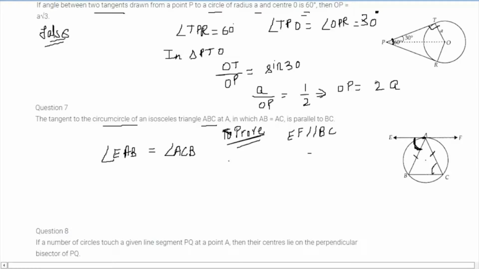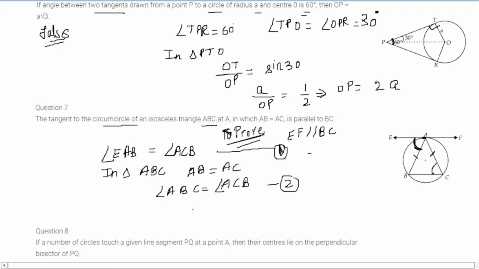So these two angles are equal. Also, if we observe triangle ABC, it is given that AB is equal to AC, so angle ABC will be equal to angle ACB, because angles opposite to equal sides are equal. Let's name this equation 1, and this equation 2. From equations 1 and 2, we can say that angle EAB is equal to angle ABC.